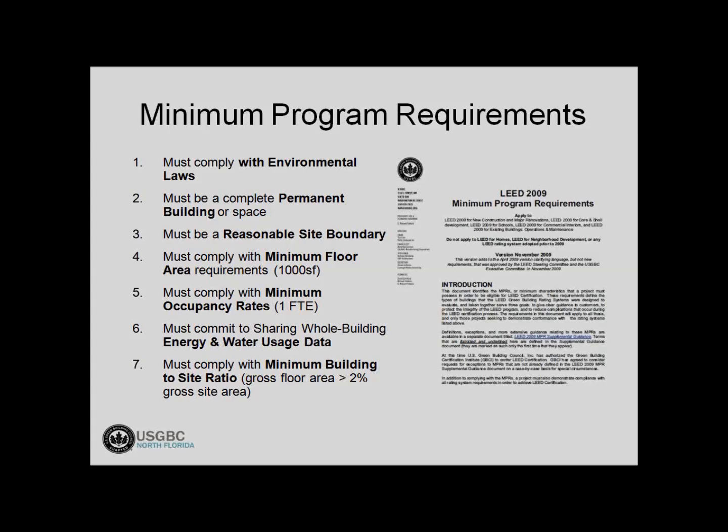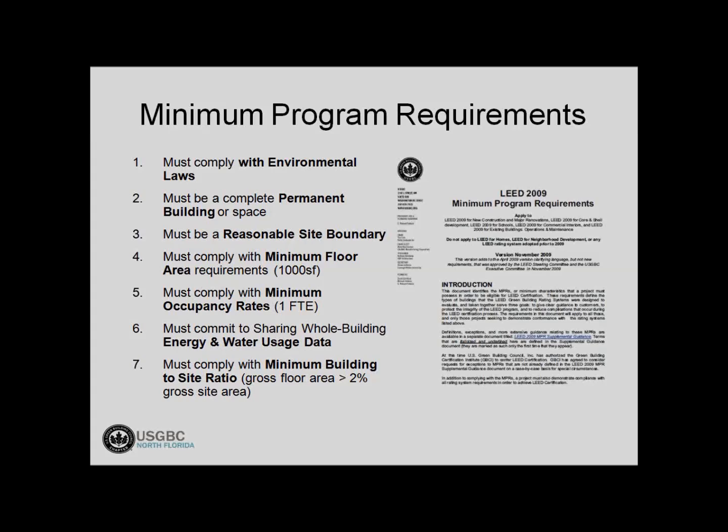Has to be at least 1,000 square feet for a new construction project. So that's, I guess, why your outhouse wasn't big enough. For commercial interiors, it's much smaller. I think it's 250 square feet. Is that right? It's much smaller. Has to have at least one occupant, one FTE. So an outhouse, unless it had an attendant that was going to be there, that would be a little tough. So you've got to have at least one FTE.